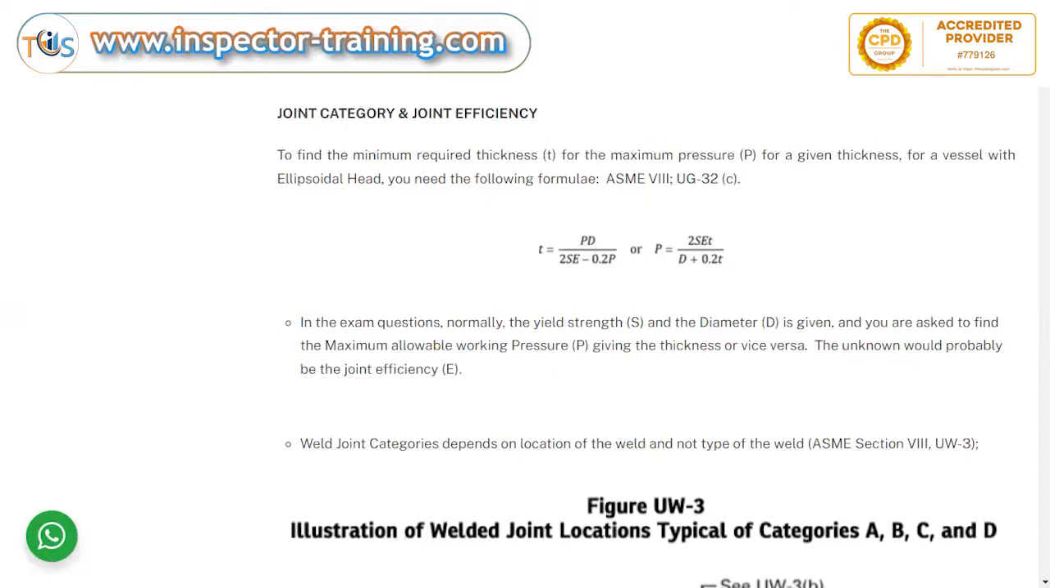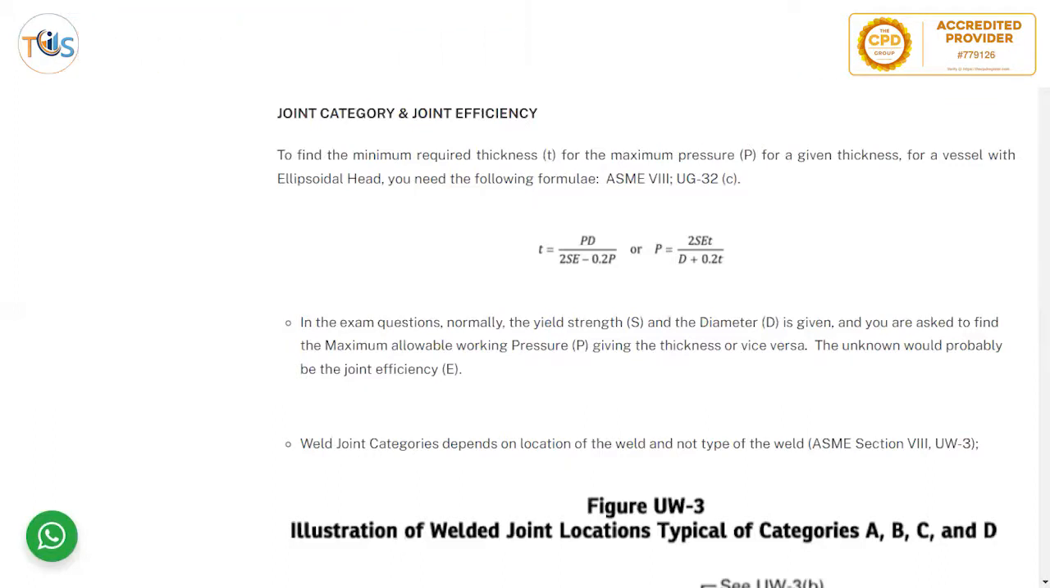In the exam question, normally the allowable stress S and the diameter D are given. You are asked to find the maximum allowable working pressure. So you use the second formula given the thickness, or vice versa. If the pressure is given, you find the thickness using this formula. If the thickness is given, you use the other formula. The unknown would probably be the joint efficiency.